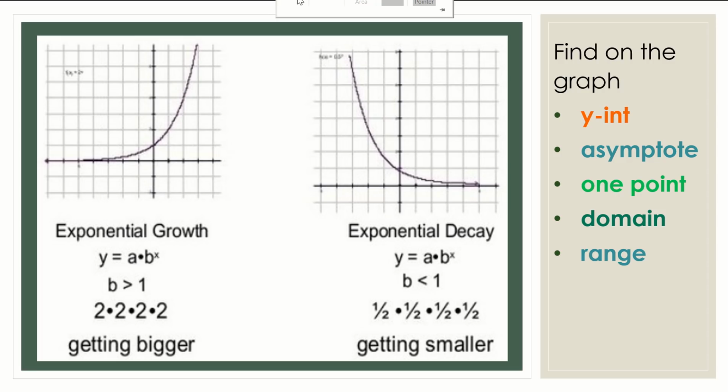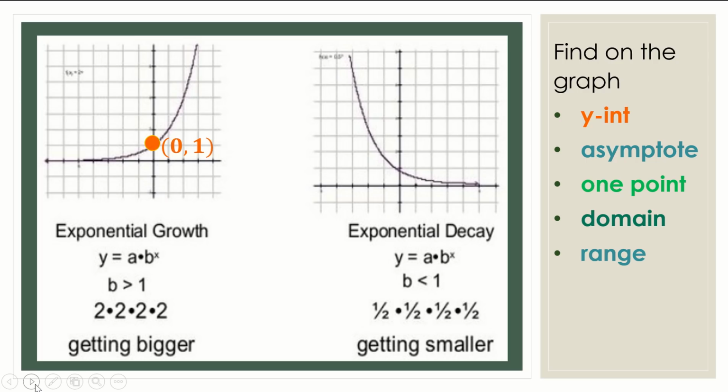On the top left, we see an example of a graph of exponential growth, y equals a times b to the power of x. On the exponential growth graph, we see that from left to right, the graph is increasing or going up from left to right. We're going to identify some key characteristics on the exponential growth graph.